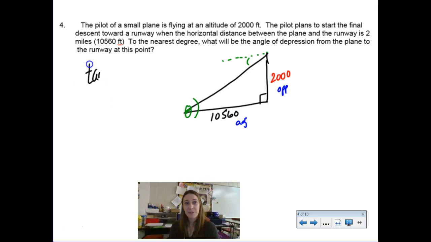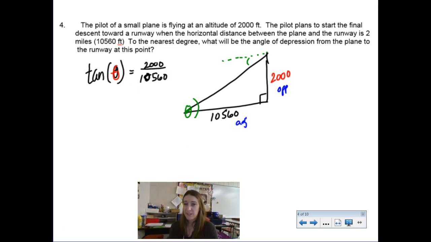Tangent happens a lot on real world problems because those are the measurements that we can come up with easily as a vertical and horizontal distance. So tangent of, I'm going to use theta, our new friend theta, of the angle that I don't know, is opposite over adjacent. So 2,000 over 10,560, there we go. And then I'm trying to solve for theta.